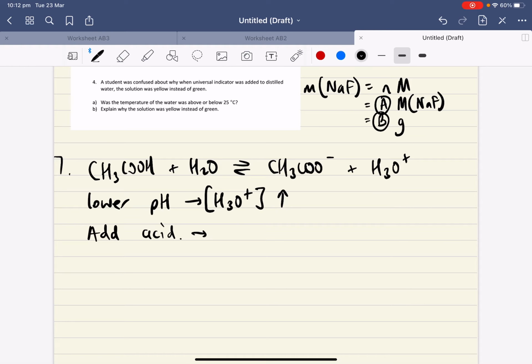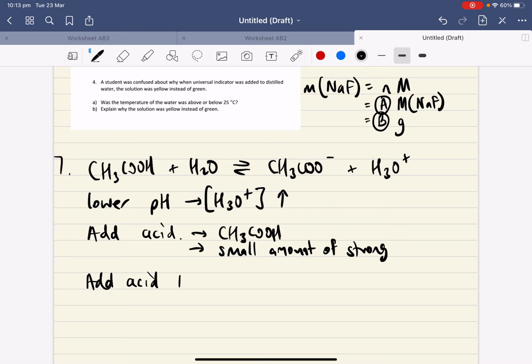Okay. Two options: the best one would be to add more ethanoic acid, so that it just adds to the buffer capacity, or you can just add a small amount of strong acid like HCl or something like that. Why will it do so? Because adding acid will increase the concentration of H3O plus, because that's what acids have in them, and that will lower the pH. Okay, that's what that one is about.